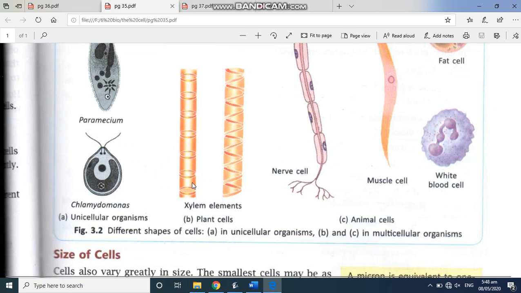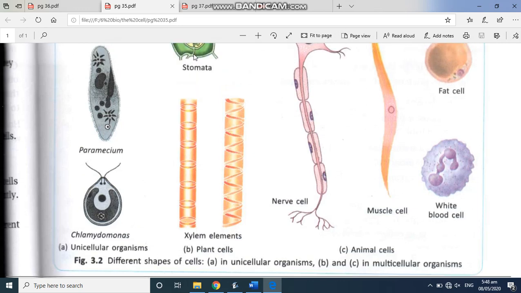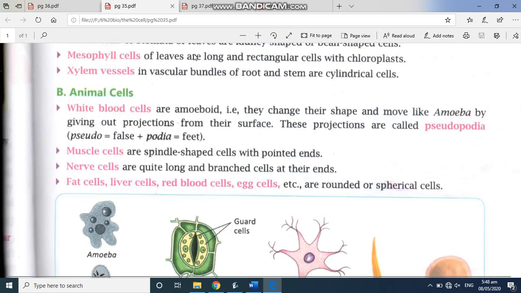Now these are the xylem elements through which, so this is the root. From the root, water enters into the xylem, and this goes up into the stem, into the leaf, into the different parts of the plant.